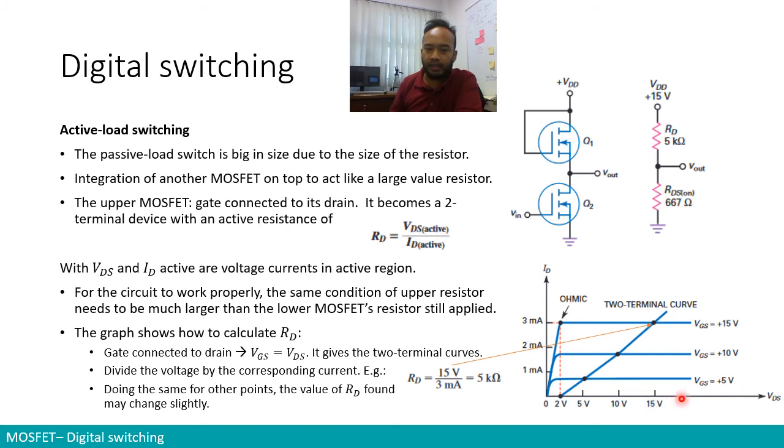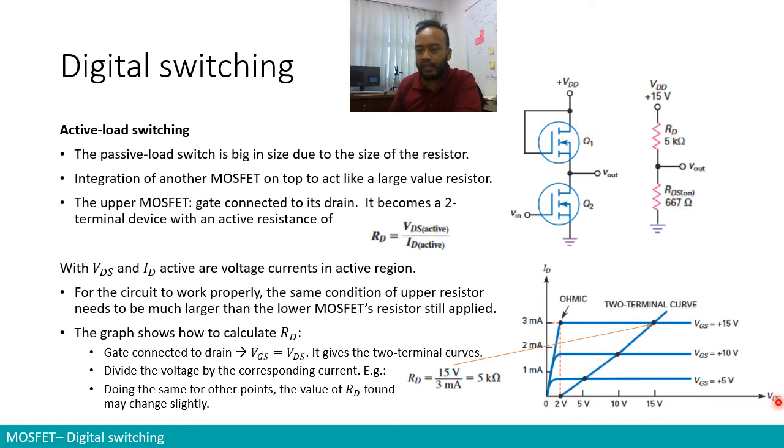The first thing that we know is that VDS is equal to VGS. Why? Because the gate is connected to the drain. Therefore, VGS is the same as VDS, since the gate and the drain are the same point. So we can plot what we call a two-terminal curve. Two-terminal curve means that we convert our MOSFET into a two-terminal device. The two-terminal curve is explained by this graph.